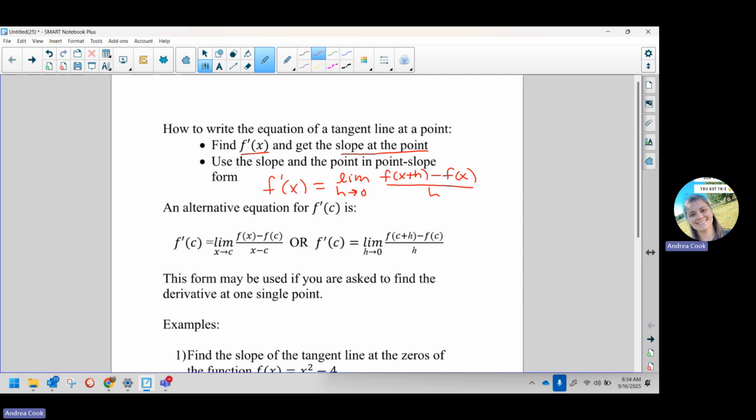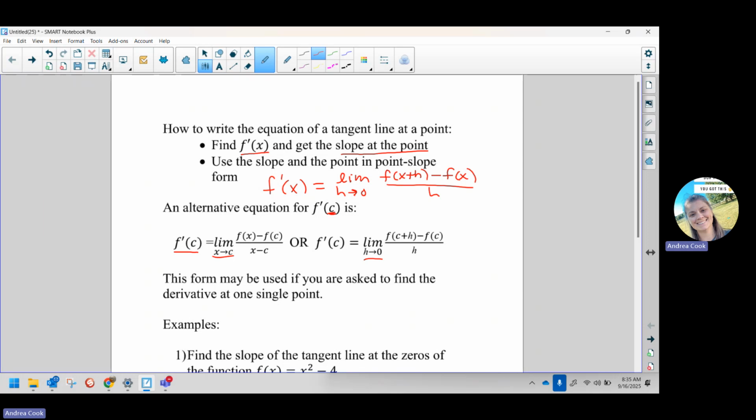Well, we can also find the derivative at a point, so c would be a value of x instead of just x, by finding the limit as x approaches c of f of x minus f of c, all over x minus c. So it's still slope, change in y over change in x. That will give you the derivative at a point. Another version is the limit as h goes to 0 of f of c plus h minus f of c all over h. So c is a number.